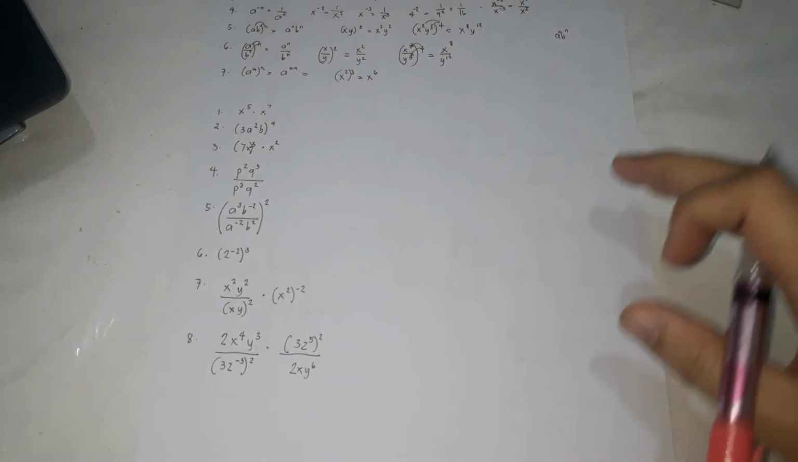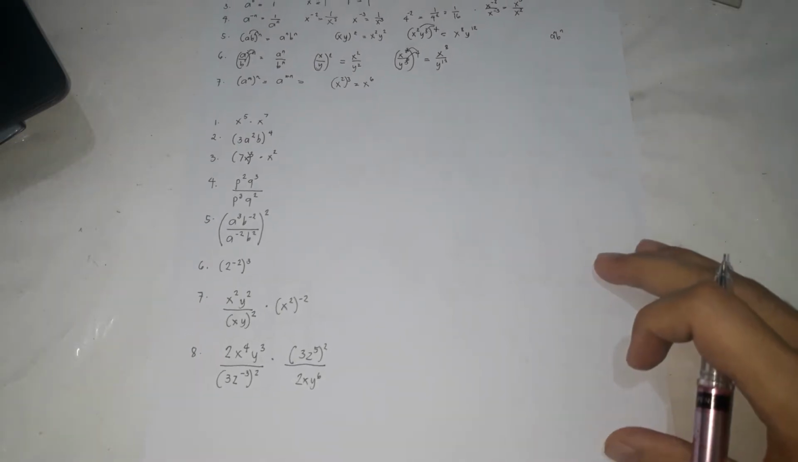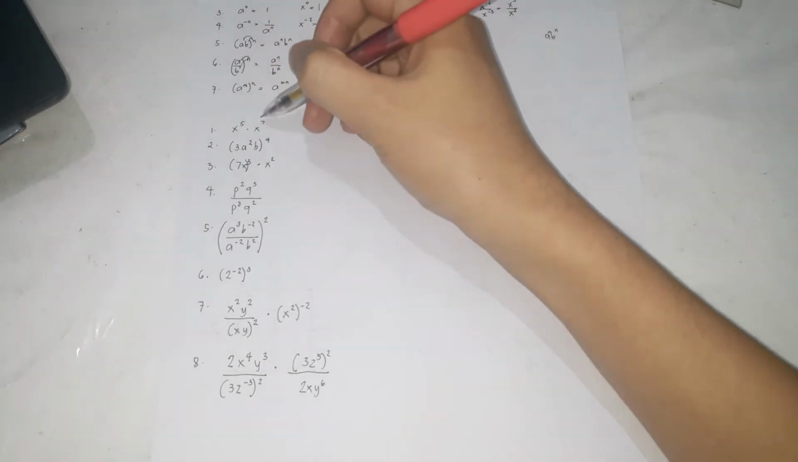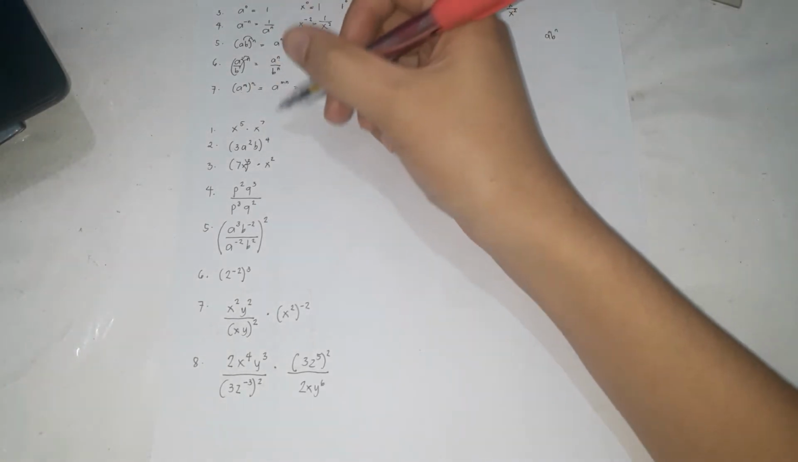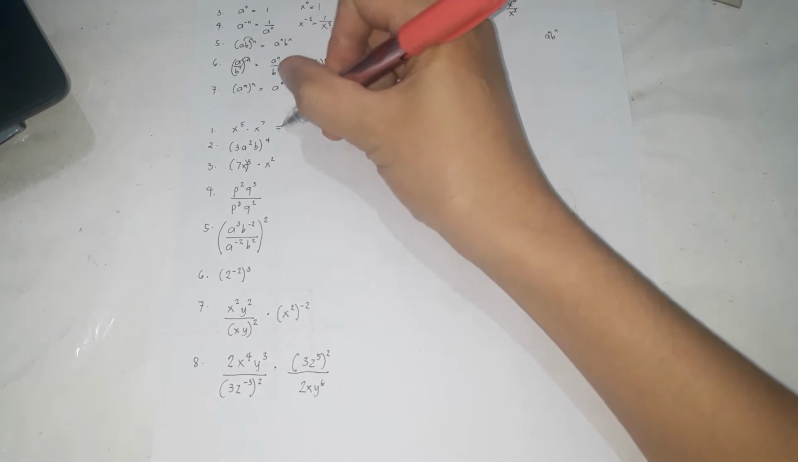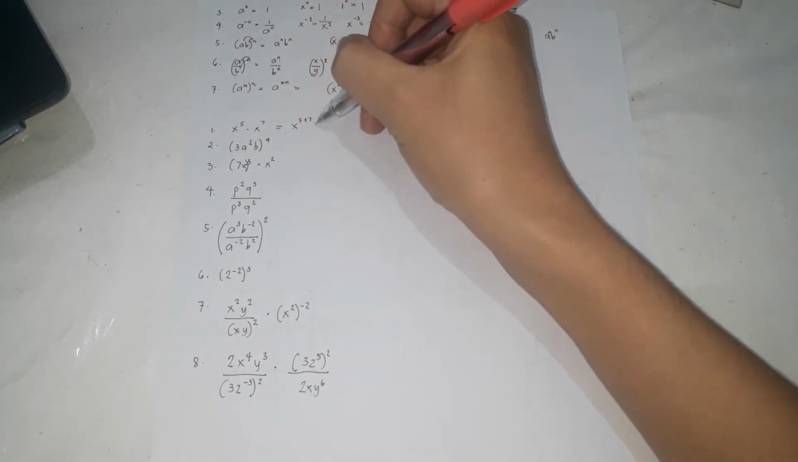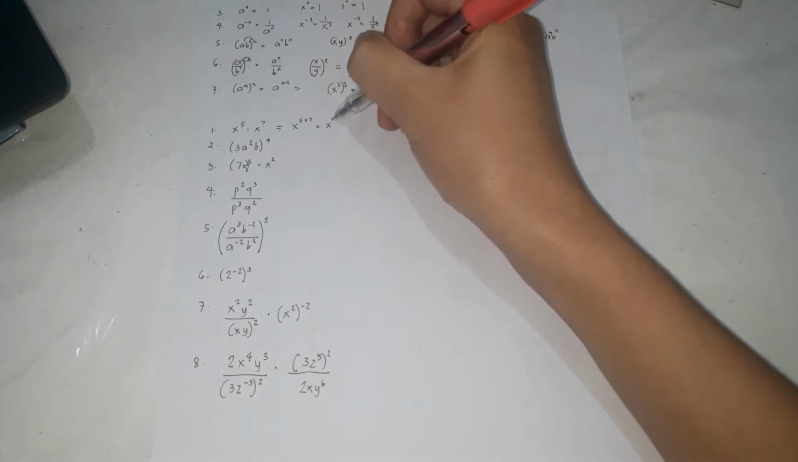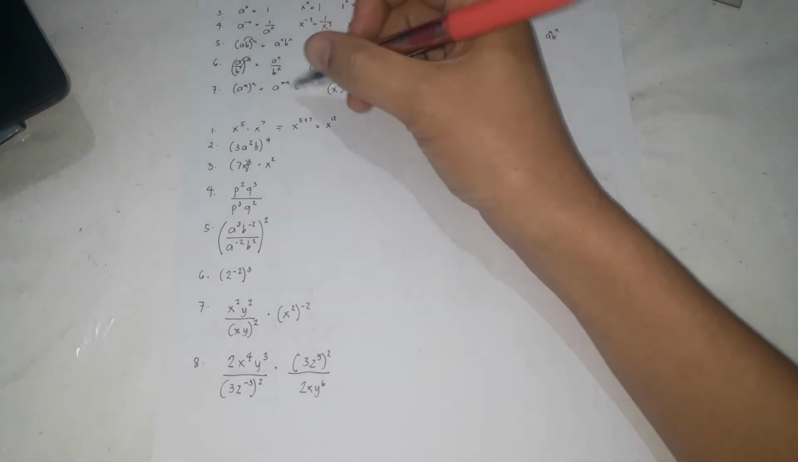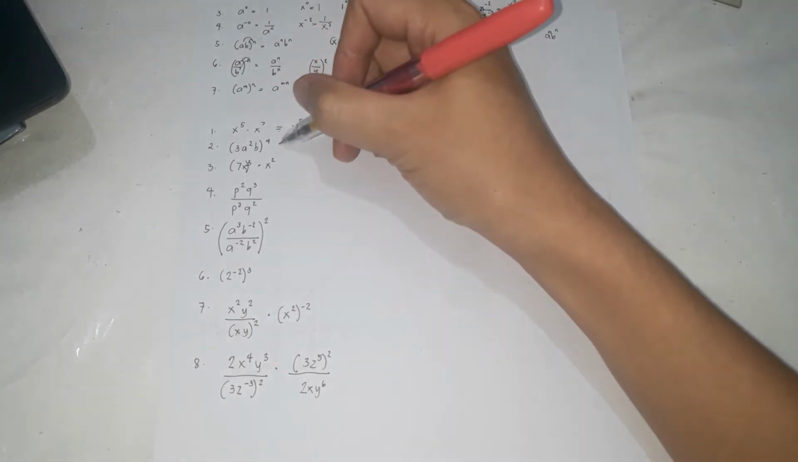So what we're going to do now is, we're going to solve the examples. Number 1, x to the 5 times x to the 7 is equal to x to the 5 plus 7, which is equal to x to the 12. So you're just going to add the exponent.